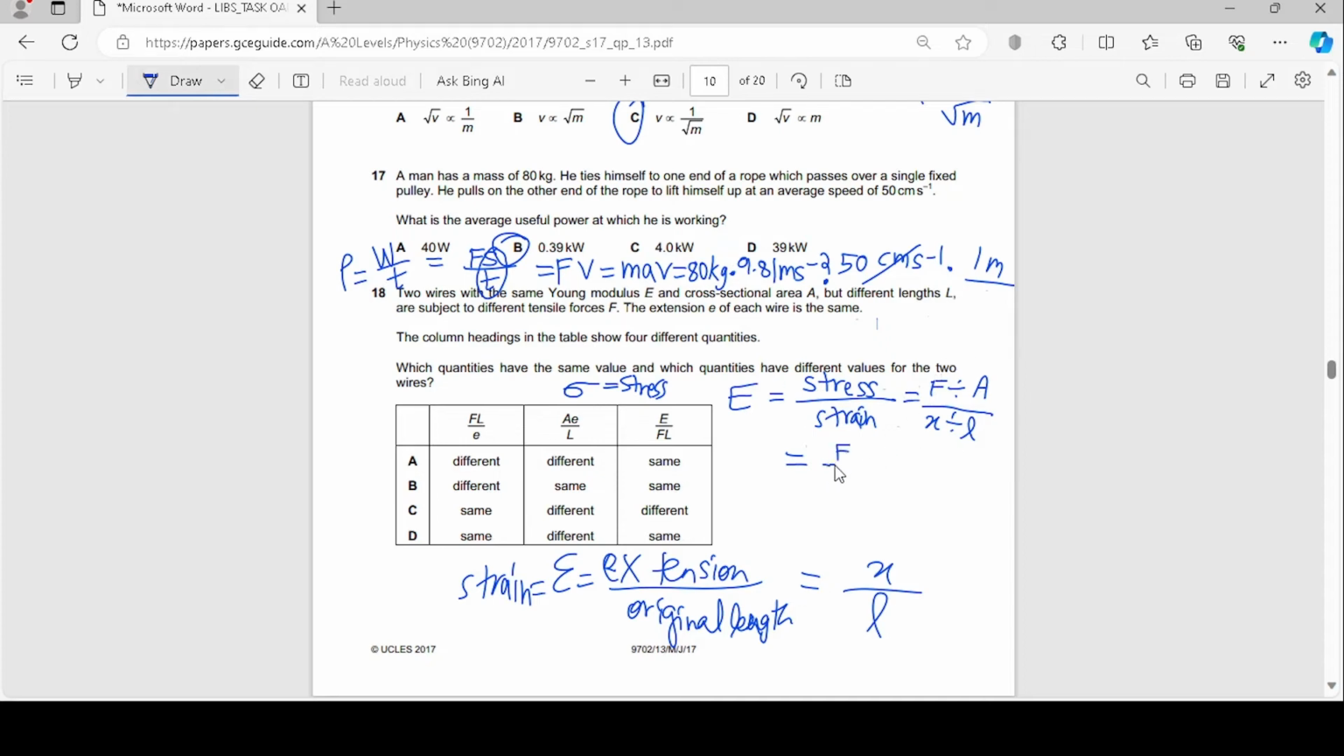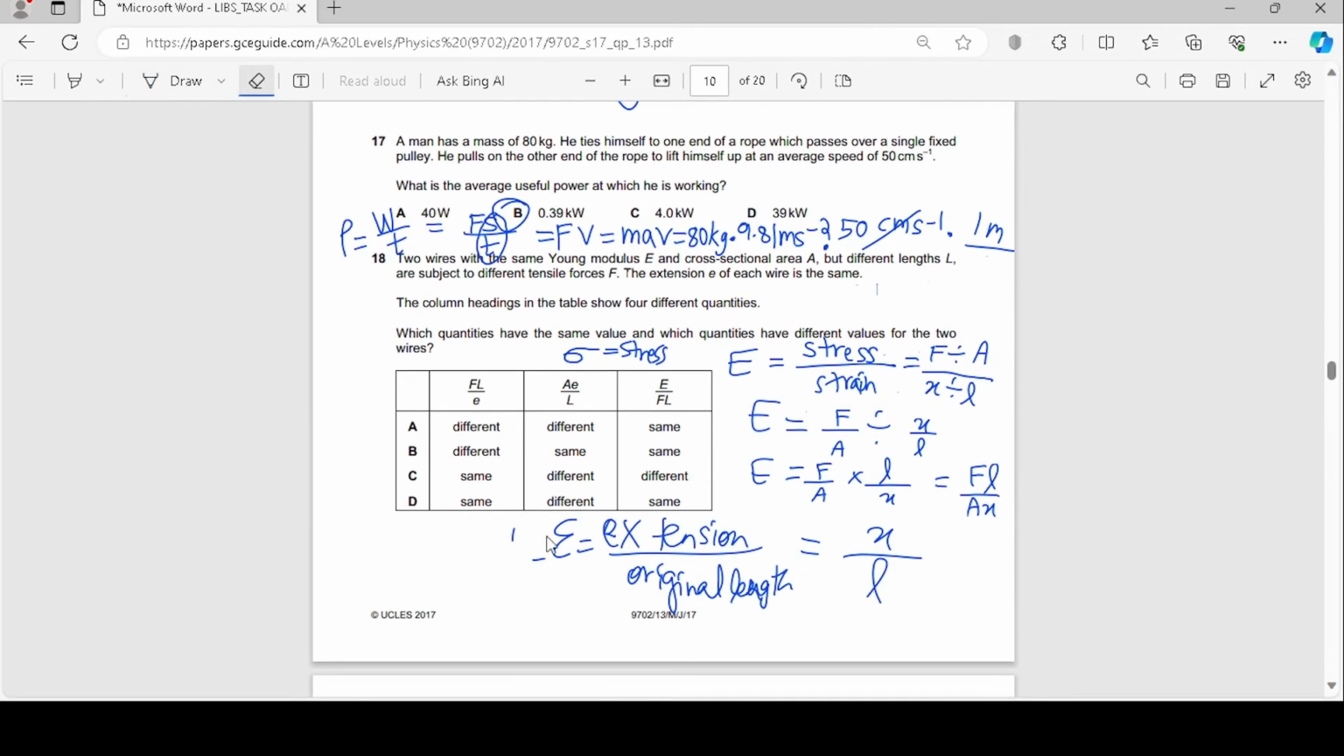And then you just rearrange this. So you get F over A, divided by X over L, and that becomes F over A times L over X. So the Young's modulus E is equal to FL by AX. Okay? I'm just going to erase this part a little bit.